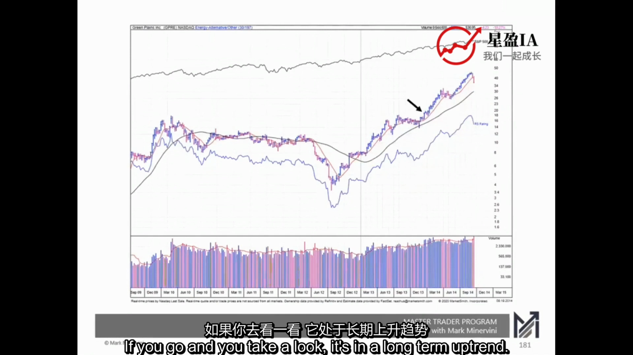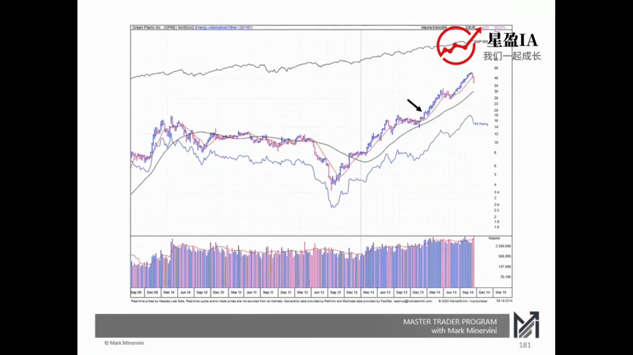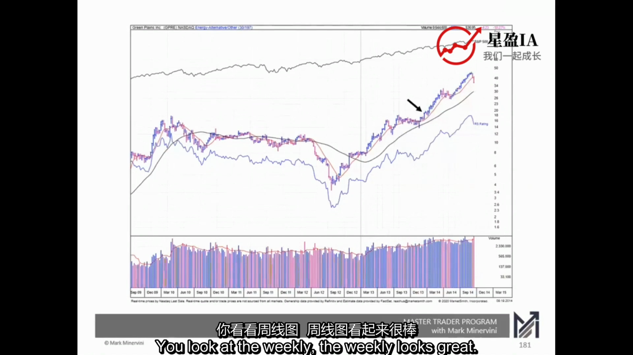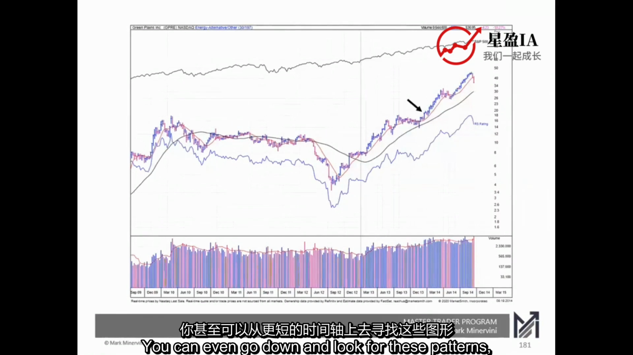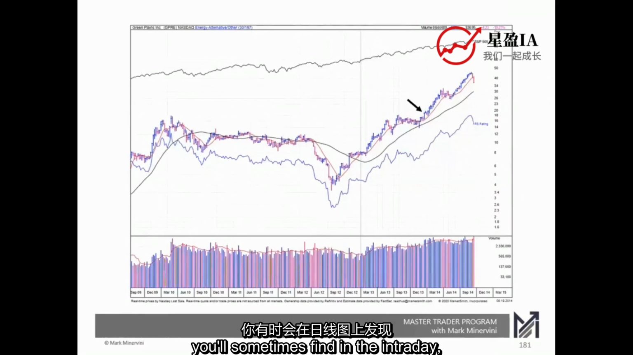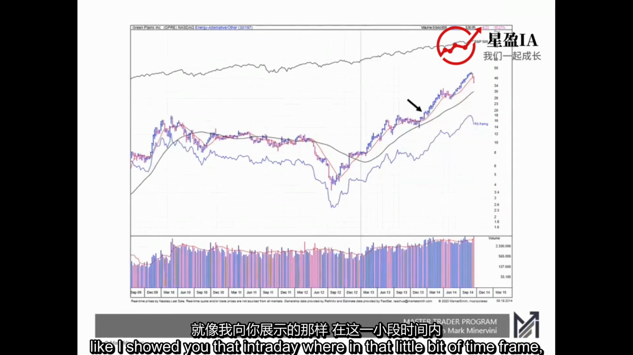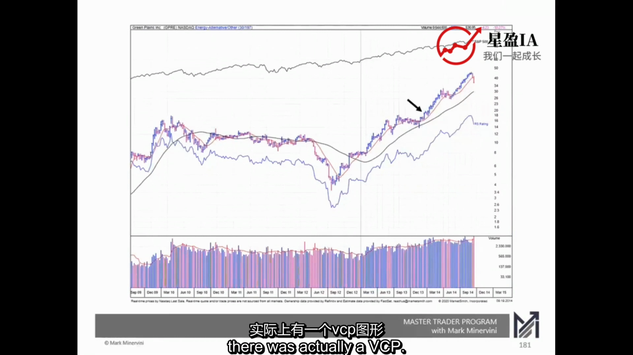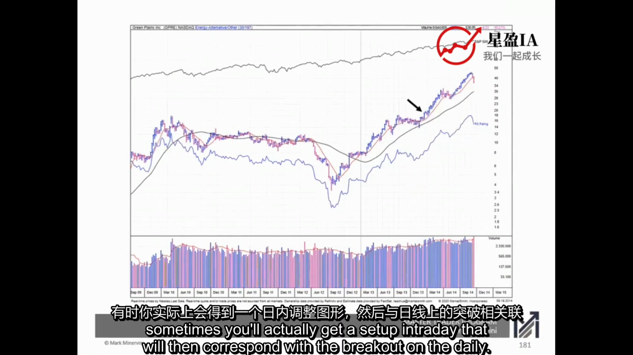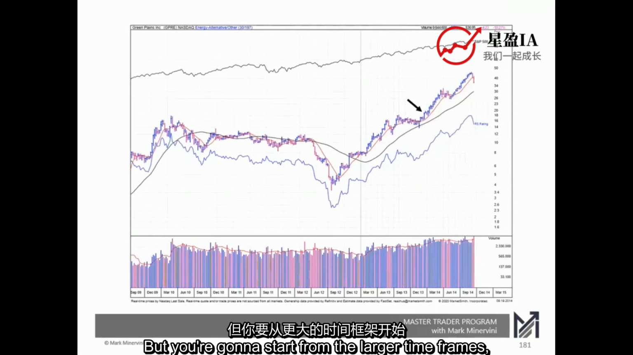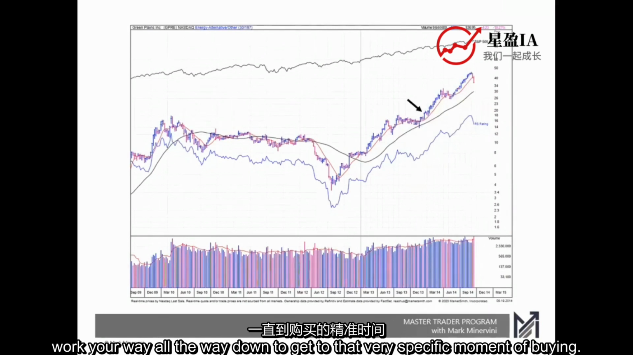So if you go and you take a look, it's in a long-term uptrend. The current chart looks great on the daily. You look at the weekly, it looks great. You can even go down and look for these patterns, and you'll sometimes find in that intraday, like I showed you, where in that little bit of time frame there was actually a VCP. If you want to time it right down to the hour, to the minute, sometimes you'll actually get a setup intraday that will then correspond with the breakout on the daily. But you're going to start from the larger time frames and work your way all the way down to get to that very specific moment of buying.